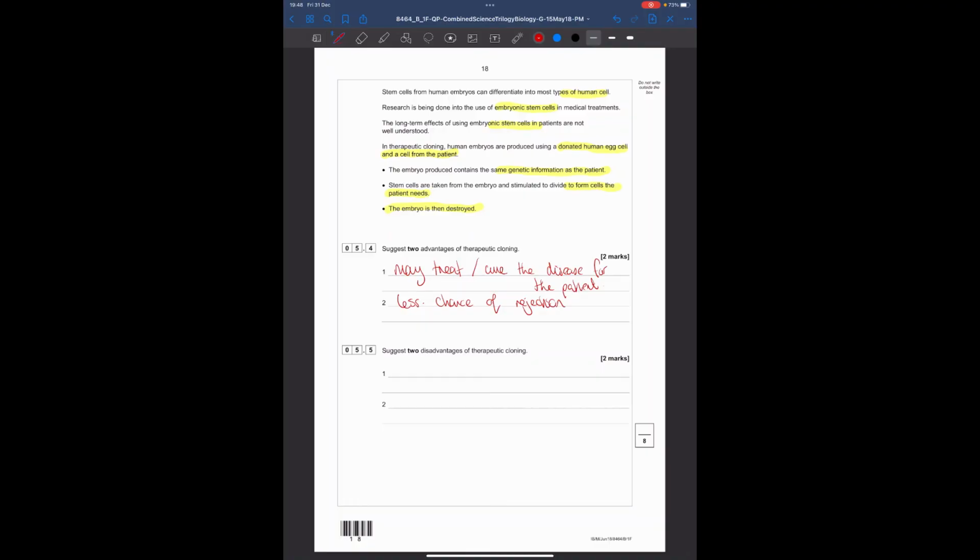Then you could also have other options. You could say that it makes many types of cell or many copies of that cell, and it could also be used for research.